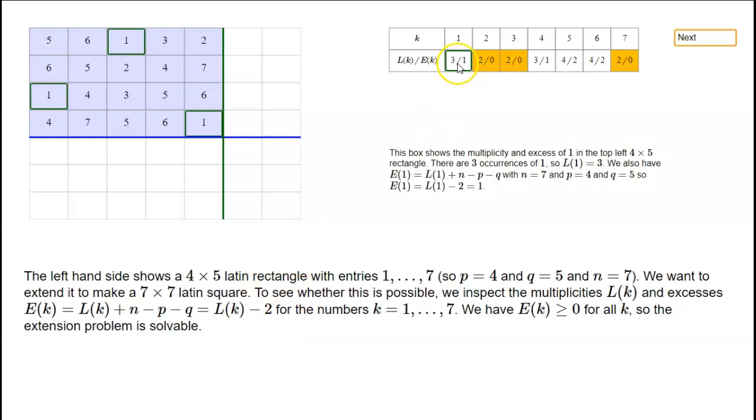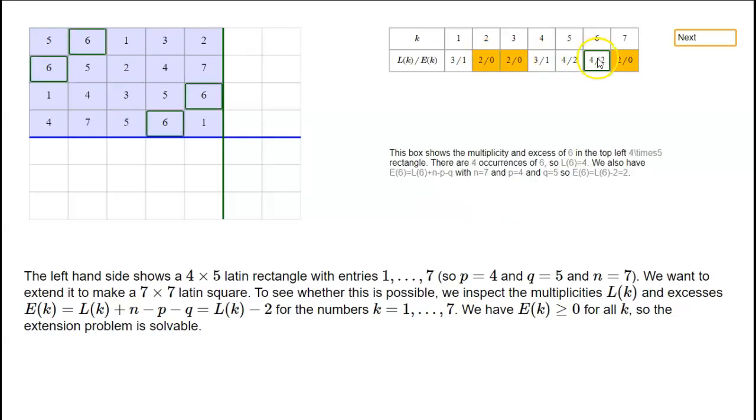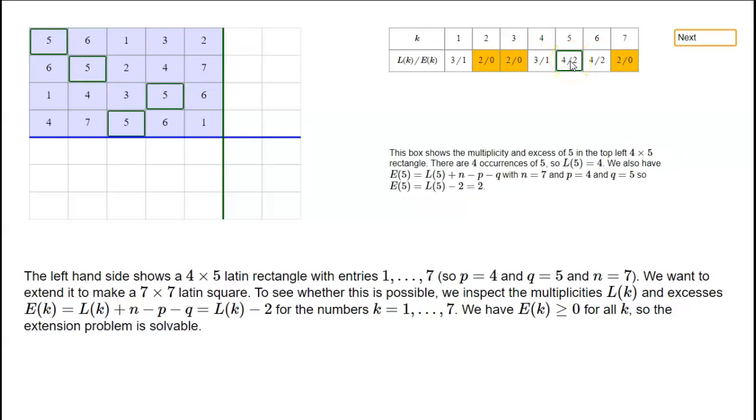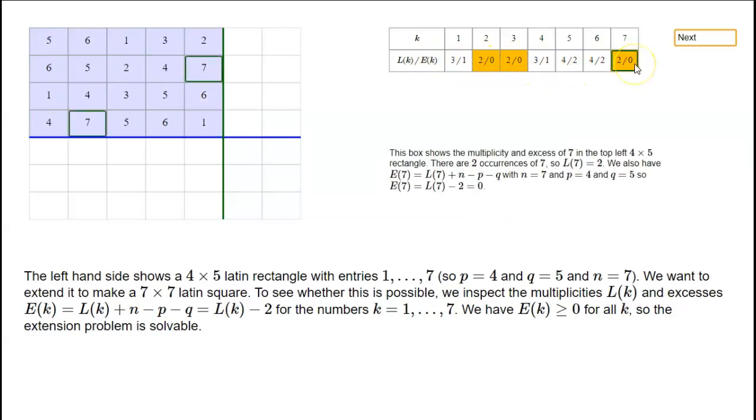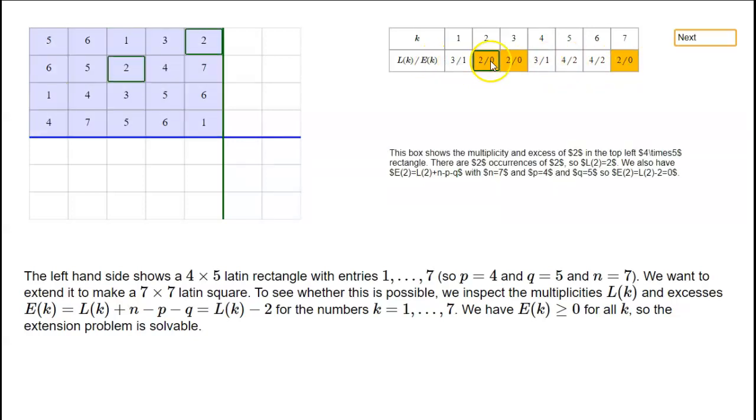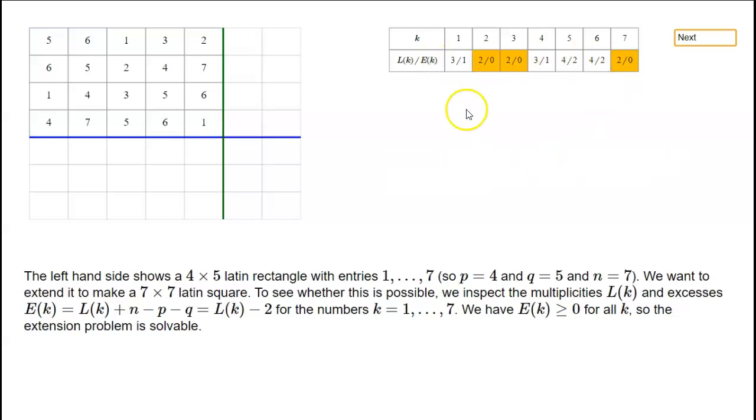So going back to here, the multiplicity was 3, the excess is 1. Multiplicity was 2, the excess is 0. Multiplicity 2, excess is 0 again. Over here, the multiplicity is 4, the excess is 2. But the key point is just that all the excesses are greater than or equal to 0. And so the general theorem tells us that it is going to be possible to extend this rectangle to a 7x7 Latin square.